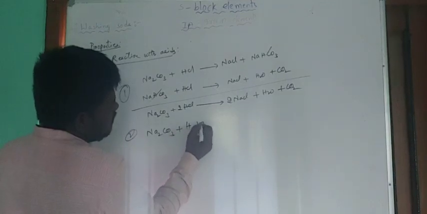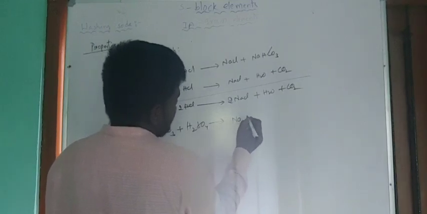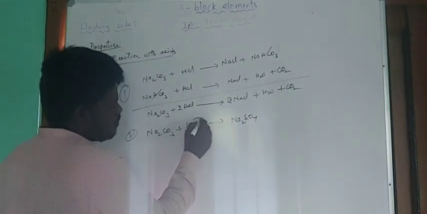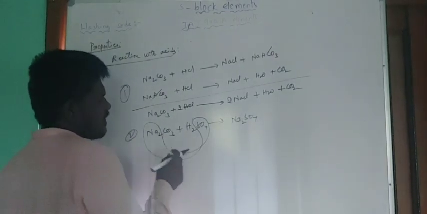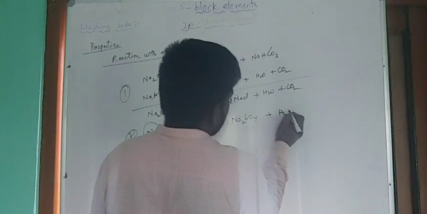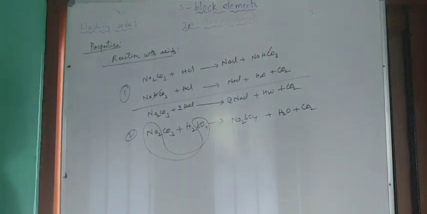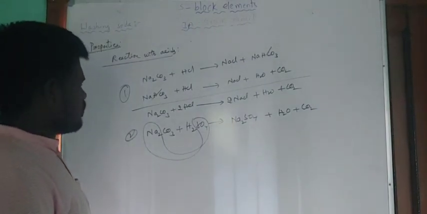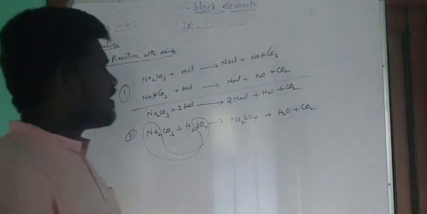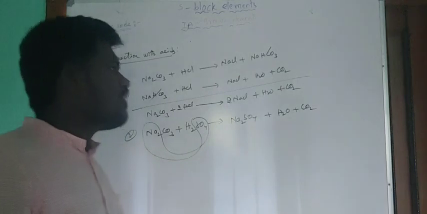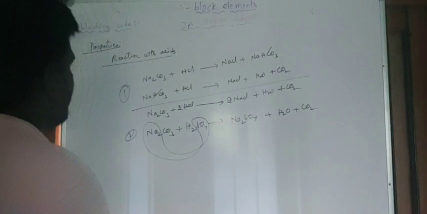Na2CO3, when it is treated with H2SO4, we can get here Na2SO4. Simply this portion combines with the Na and gives Na2SO4, and the next one we can get here is H2O plus CO2. So right guys, when you place Na2CO3 in acid, we can get the respective salt, water, and carbon dioxide. So next, reaction with carbon dioxide.